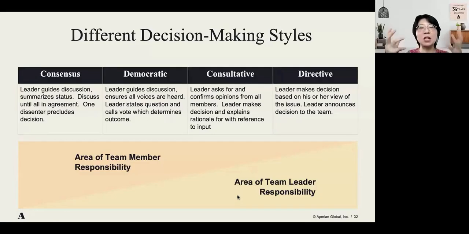Most conflict starts because people are not clear about the decision-making style. They thought their input would be reflected in the decision, but it wasn't, right? So first, be clear about the decision-making style that is going to be used.